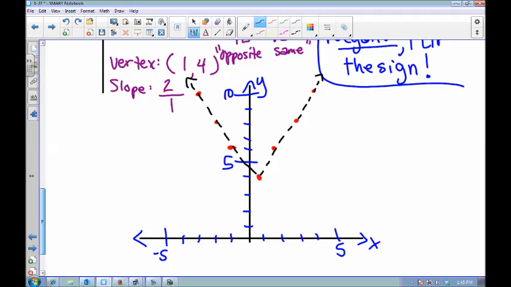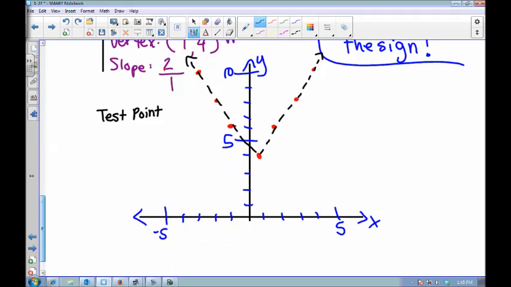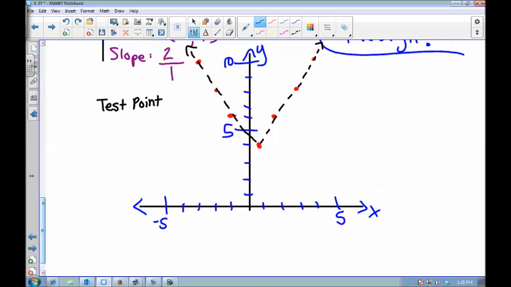Remember we have to pick a test point. What is the most convenient test point to use? 0, 0. That was our second most convenient. Number one most convenient is 0, 0. So put a dot there, label as 0, 0. We're trying to figure out if that point is true or false.